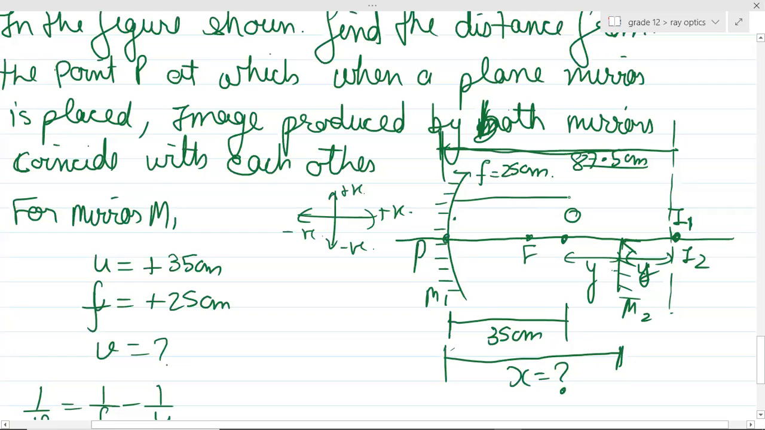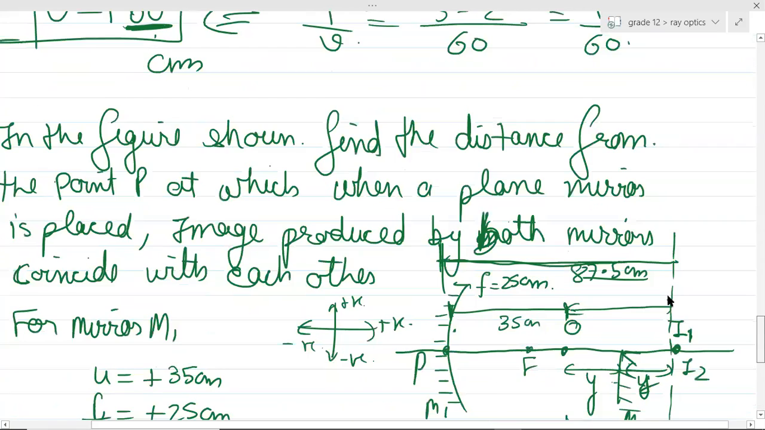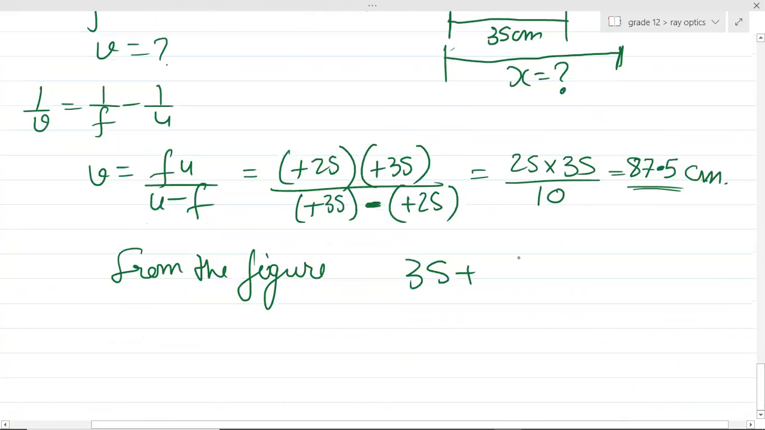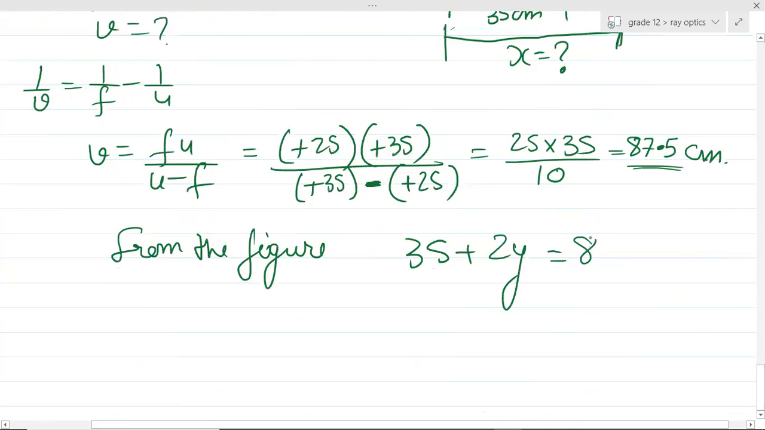You see this whole distance is how much? 87.5. This distance is how much? 35. So can I write from the figure 35 plus 2y is equal to 87.5? So from here, 2y is equal to 87.5 minus 35.